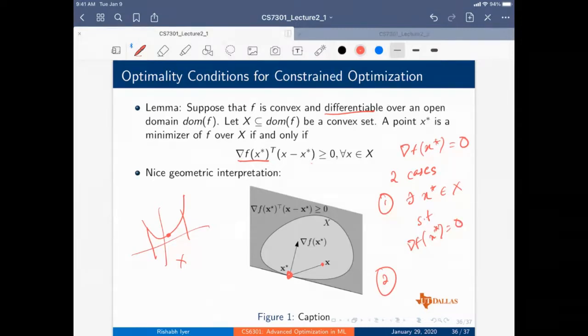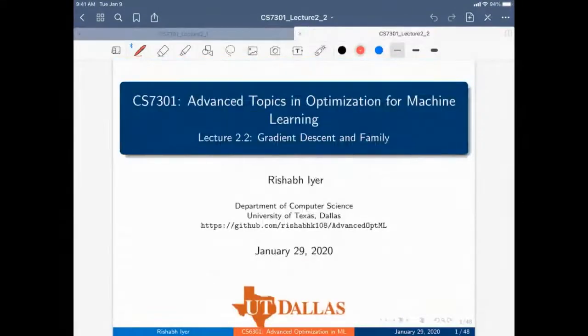Okay, sorry. Again, this is a nice geometric interpretation: you have these two cases, and this optimality condition subsumes both of them.